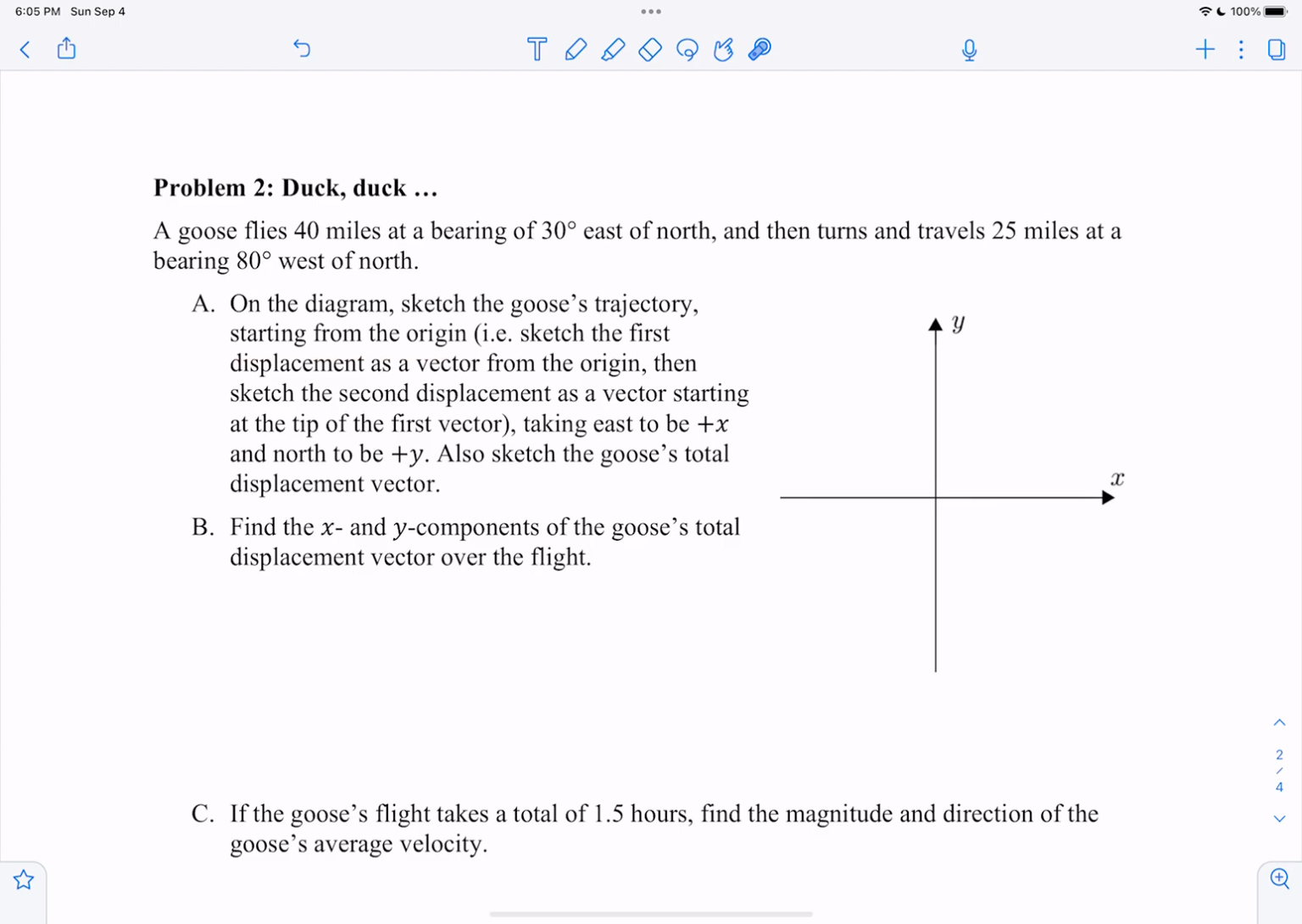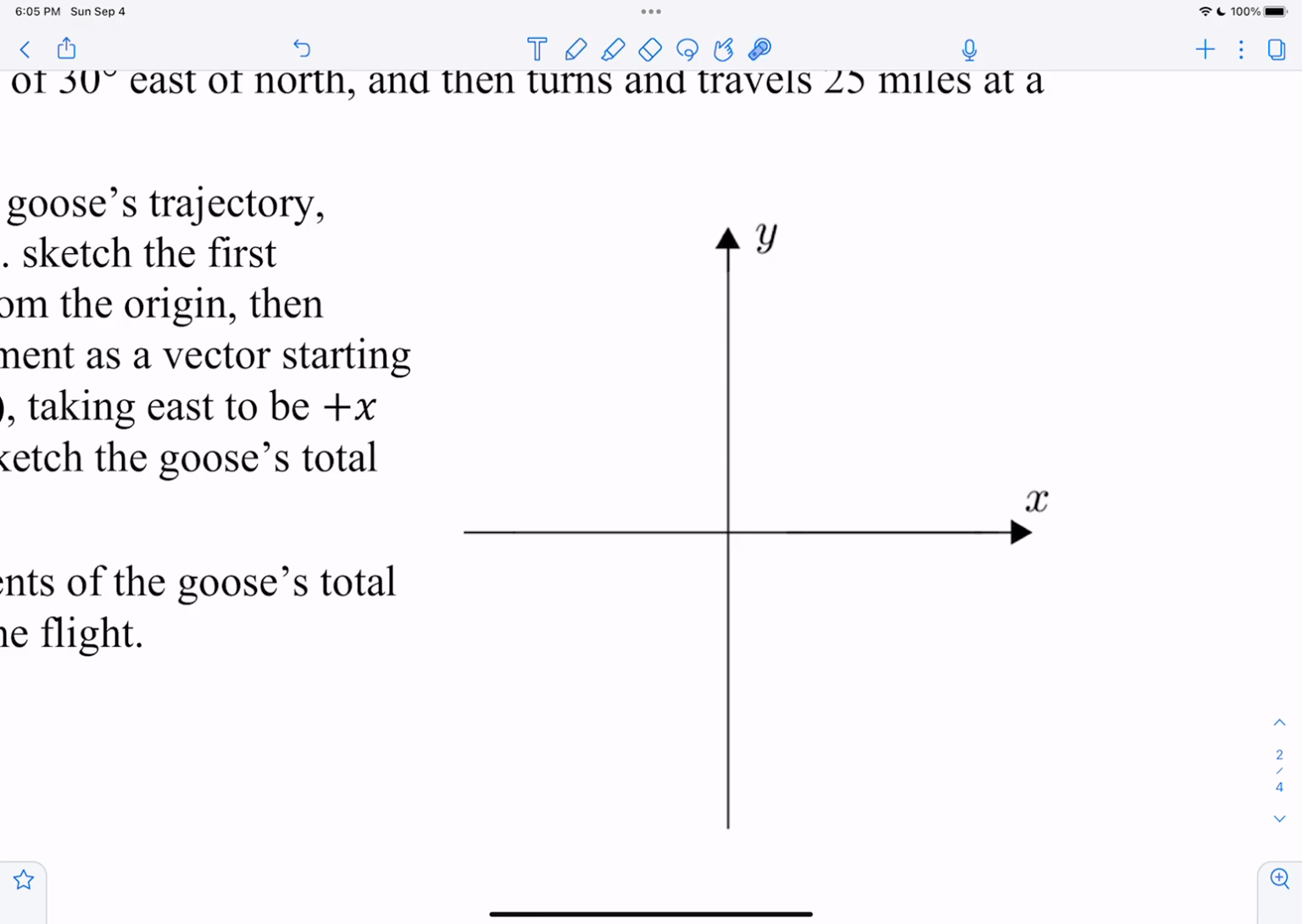So we have to sketch the first displacement as a vector from the origin, then sketch the second displacement as a vector starting at the tip of the first vector. Take east to be positive x, north to be positive y. Then we sketch the goose's total displacement vector. If it was traveling 30 degrees east of north first, then east of north is the angle we're referring to. This is north. If we go east of north, then this is the angle. So you can draw it out like this, more or less.